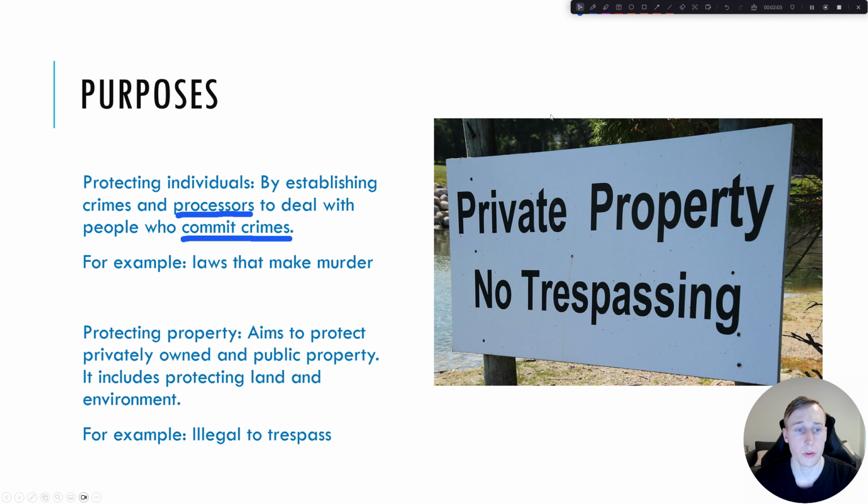Our second one, nice and straightforward, is we want to protect people's property. So we want to protect both private and public property, and that's things like our land and environment. So that's why we have laws against trespassing, because we don't want people to go onto our private property. We don't want people invading a business's space or anything like that. So that's why we have those in place.